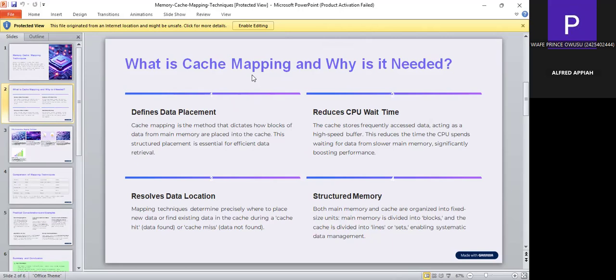It also structures memory. So both main memory and cache are organized into fixed-size units. Main memory is divided into blocks, and the cache is also divided into lines or sets, enabling systematic data management.